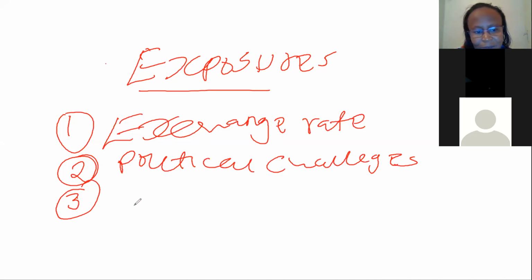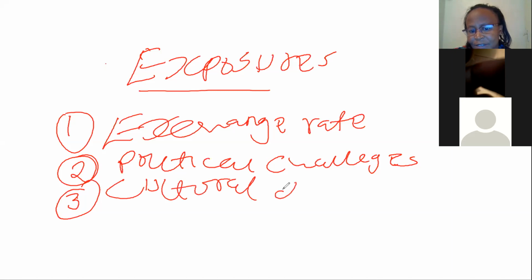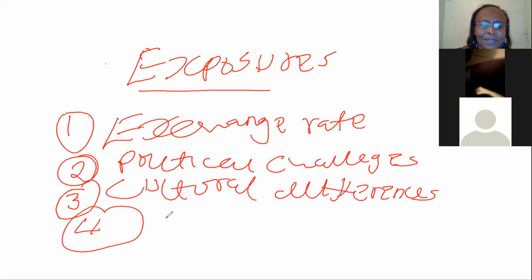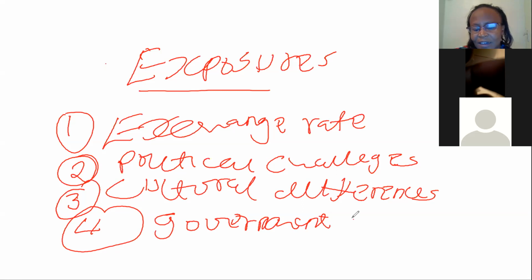What is the other challenge? What other exposure do companies face when they decide to go international? Another challenge? Cultural differences. There are cultural differences in different countries. There is government interference. We have said that government will charge some specific taxes for people who are carrying out international trade. Government interference.